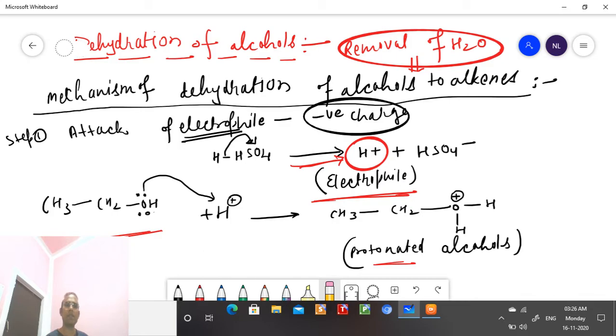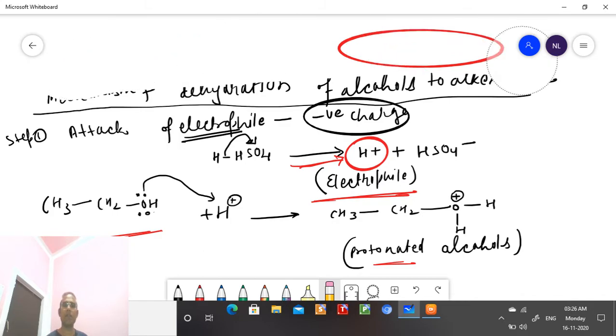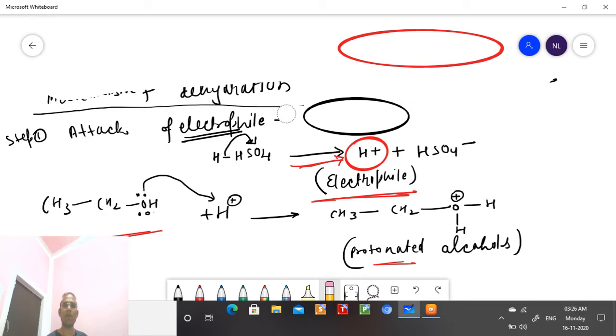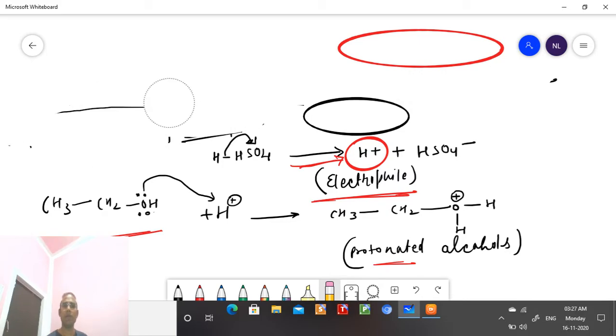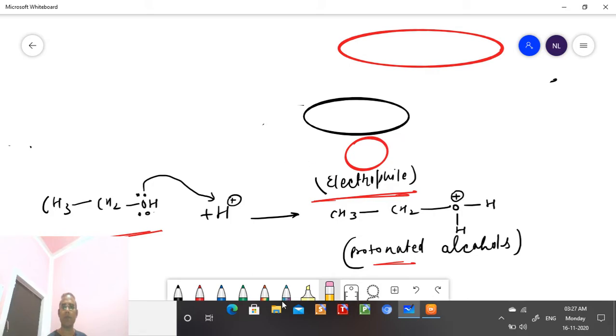Now let us look at the second step. What is the second step? In the second step we are going to remove the water molecule. So let us see how we can remove the water molecule.